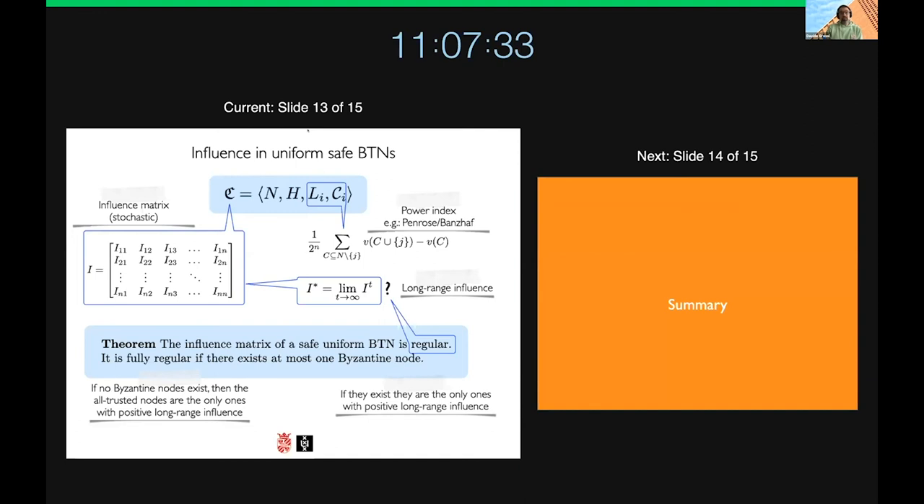If there are Byzantine nodes, then those Byzantine nodes are the only ones that have a long range positive influence. And this is by a simple artifact, because Byzantine nodes are not influenced by any other nodes. So they are the nodes where the entries on the diagonal of the matrix will be one. They are only influenced by themselves, and as such they are the only ones that can have a long range influence.